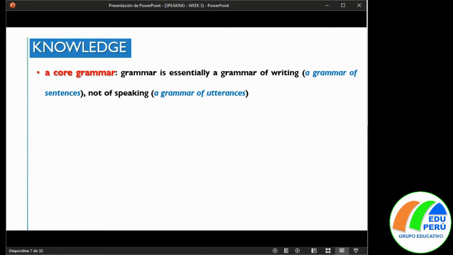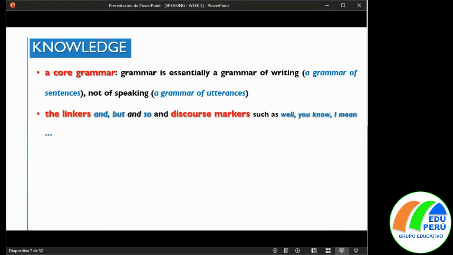But as a general rule, when we want to speak in another language, we need to have a core grammar. We need to have this knowledge. No? Then we need to know the linkers, different linkers and discourse markers to connect our ideas, our sentences, and related to speaking, our utterances. No? Utterances.